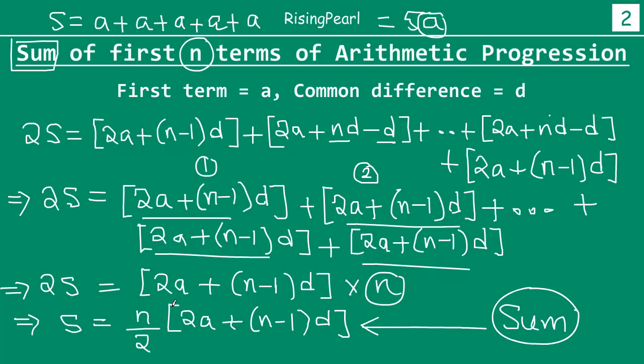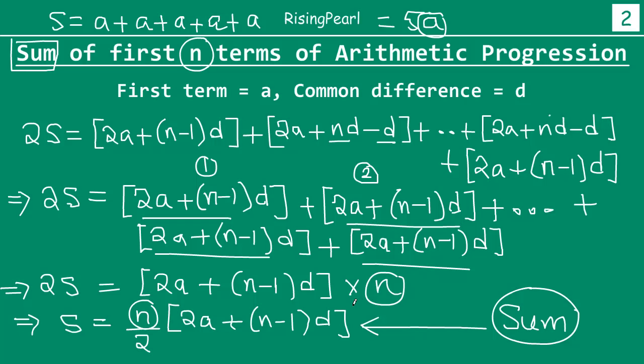Because if you look at it closely, what is n? n represents the number of terms for which we want to find the sum. a is the first term, n again is the number of terms in the series, and d is the common difference. So this formula, s equals n by 2 times 2a plus n minus 1 times d, gives us the sum of first n number of terms of an arithmetic progression.